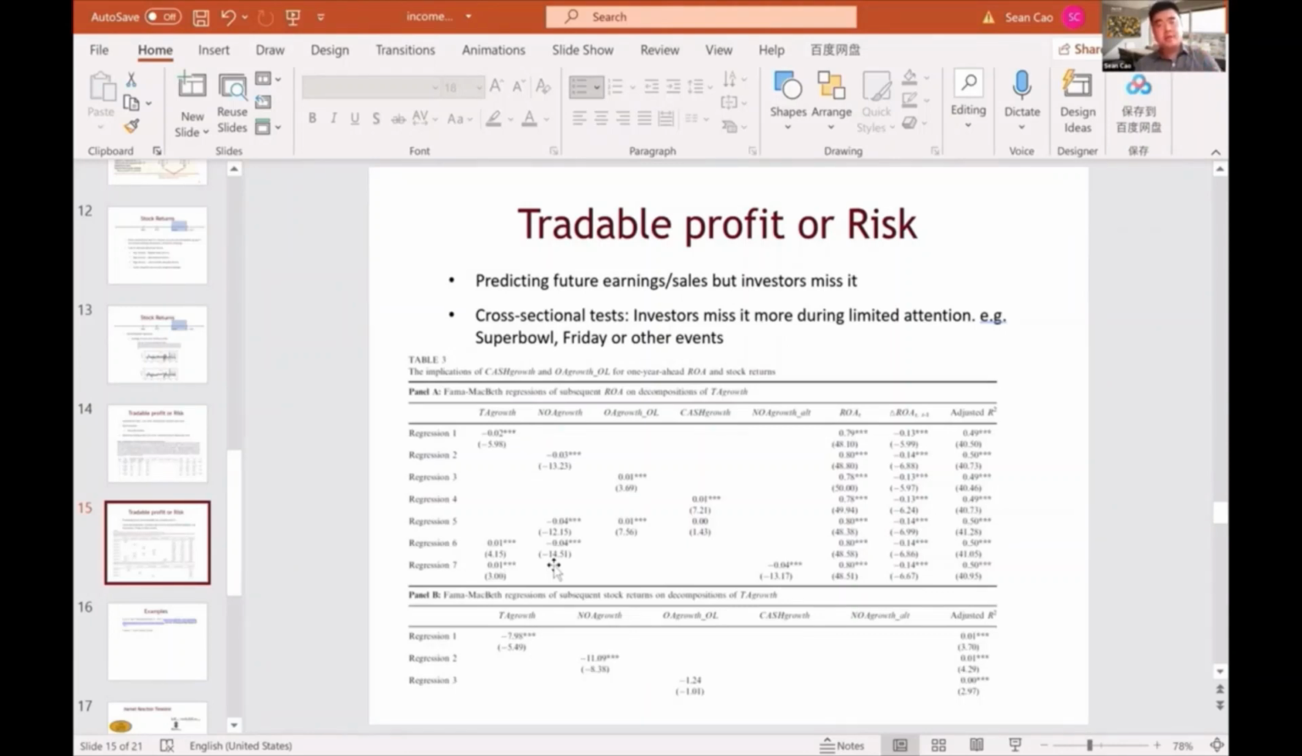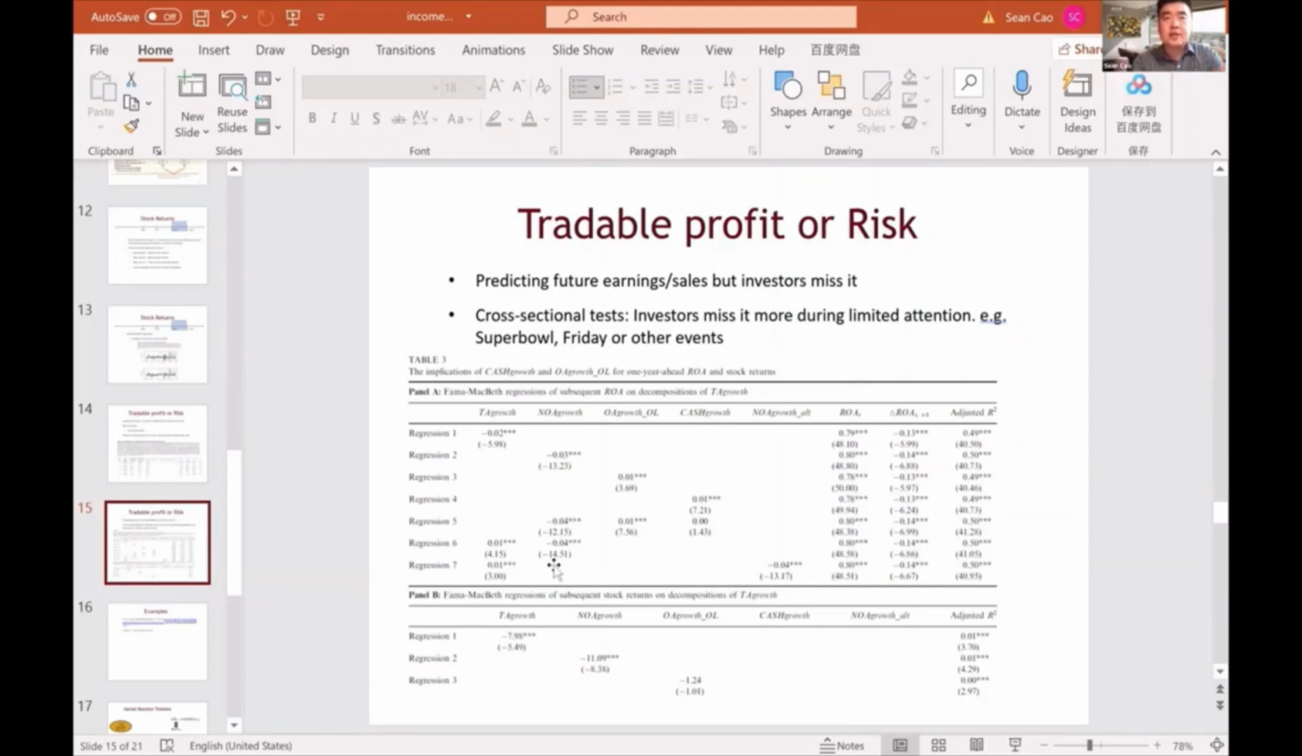So you have to test that the product predicts the future sales. That has to be satisfied, and also you have to make sure you are the one who knows it. Other people don't know it. So this is one test you guys have to make sure you do over the project. Another interesting thing you have to do is how to prove this is a profit, not a risk.